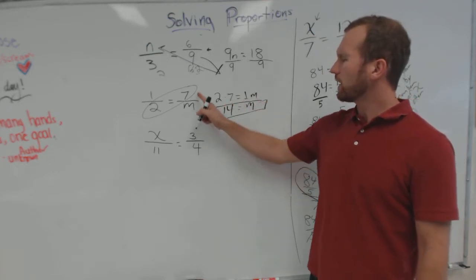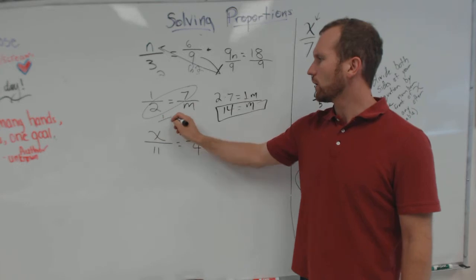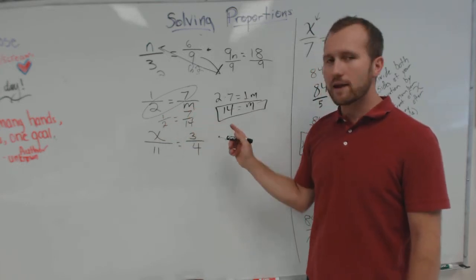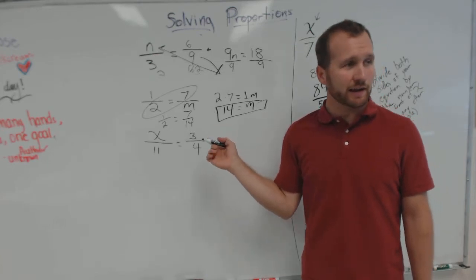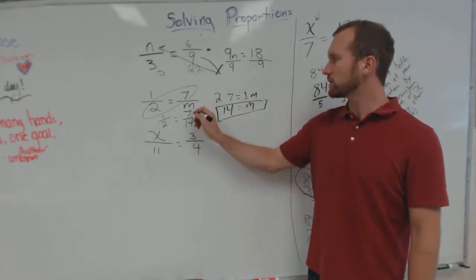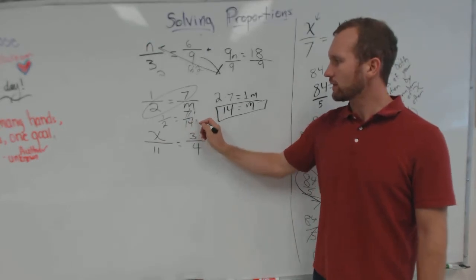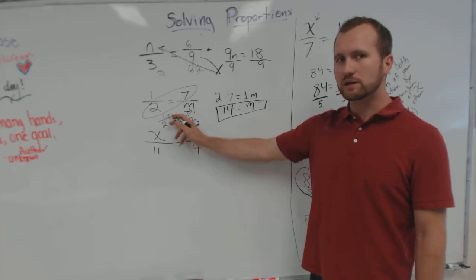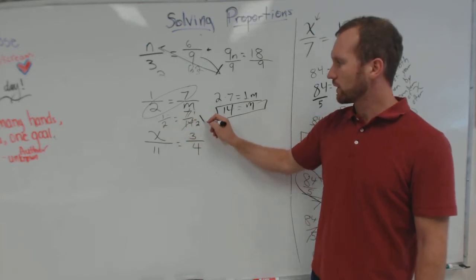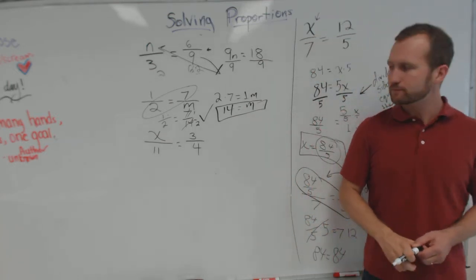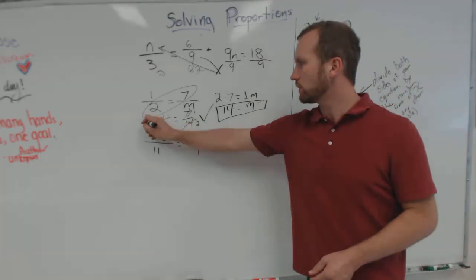M equals 14. I'm going to plug it in over here. 1 over 2 equals 7 over 14. Now, when I'm checking, I can reduce, right? What can I reduce? Well, 7 goes into 7 once, and 7 goes into 14 twice. So when I check my answer, I see 1/2 equals 1/2. And that's true, so it checks out. Okay, last example.